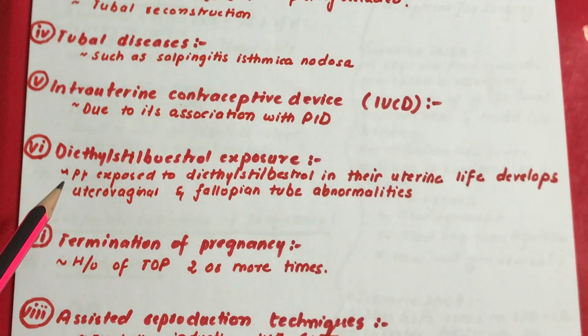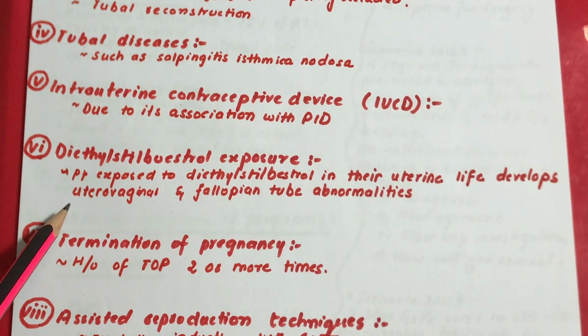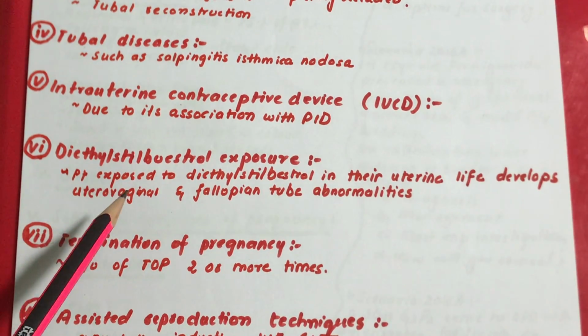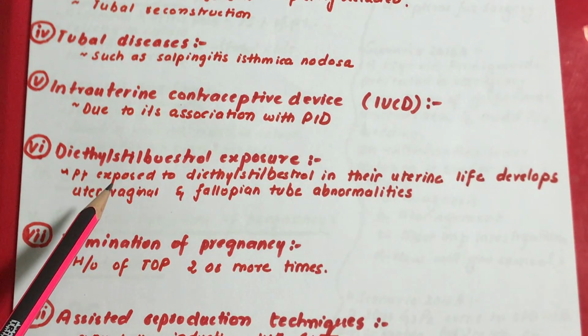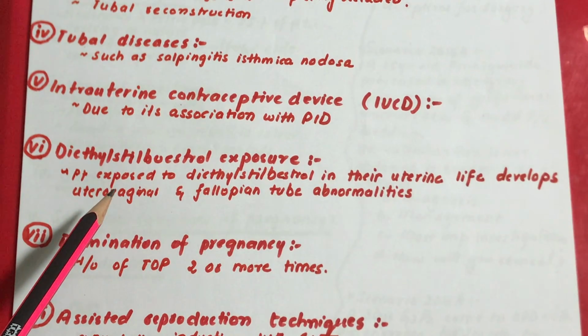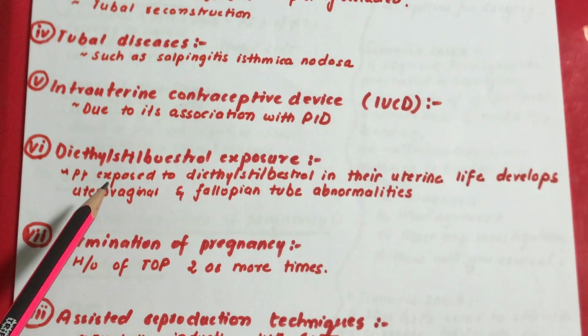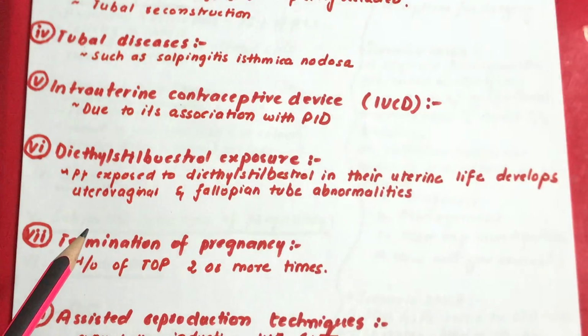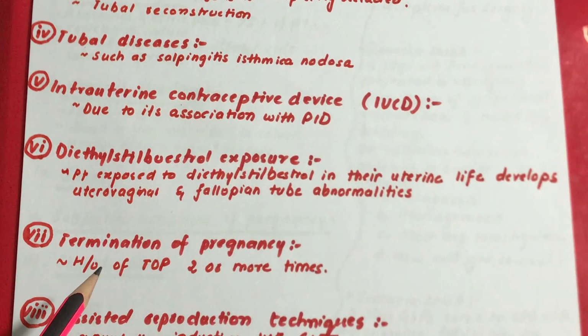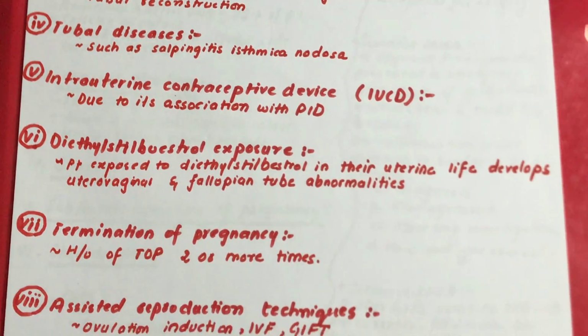ectopic pregnancy. Then diethylstilbestrol exposure. Patients exposed to diethylstilbestrol in their intrauterine life develop uterovaginal and fallopian tube abnormalities, which increases the incidence of ectopic pregnancy. Then termination of pregnancy. When the patient comes to you with a history of 2 or more terminations of pregnancy, they are at an increased risk of ectopic pregnancy.